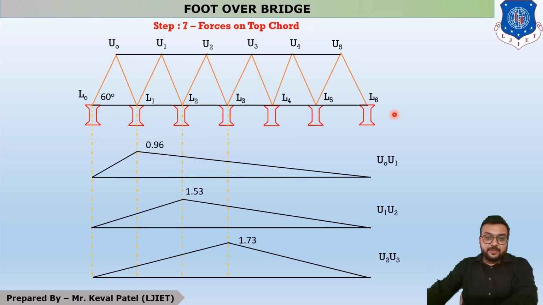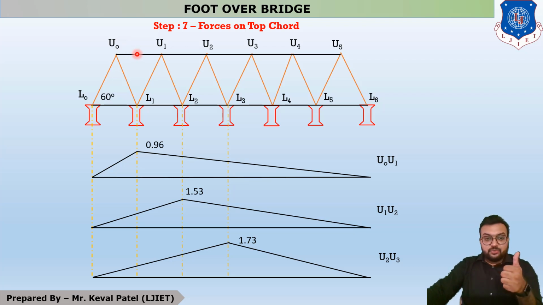Now, a very important step is your step number 7. Step number 7 is forces on top chord. You all know that this is your U0 member and this is your U1 member. In the other type of foot over bridge, there is a vertical member also, but in this type of foot over bridge there are no vertical members. So if this is your U0 member, this is the starting point and this is the ending point of your first member. If there are no supports in that member, then the maximum deflection occurs at the center point.